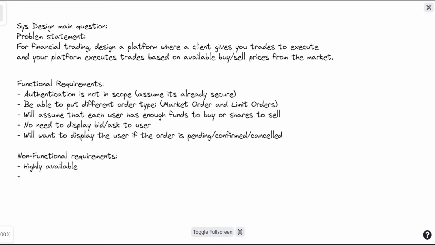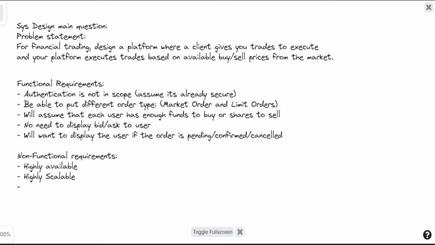But that being said, I think highly available is definitely needed. I think it definitely needs to be highly scalable, just because I'm assuming that the system design that we're doing is going to be something like Robinhood scale or Interactive Brokers scale, where there's a lot of users using this.